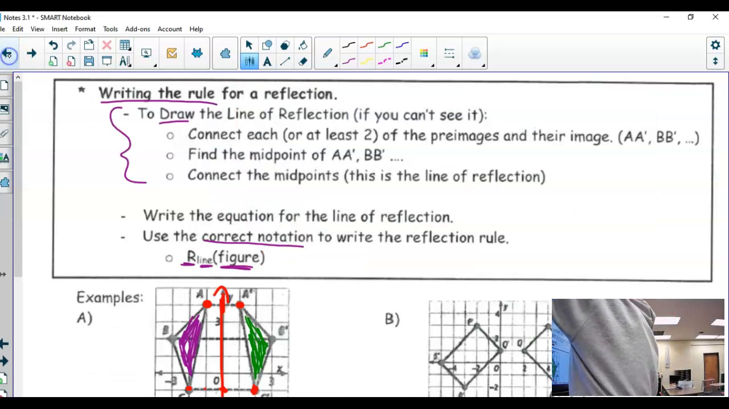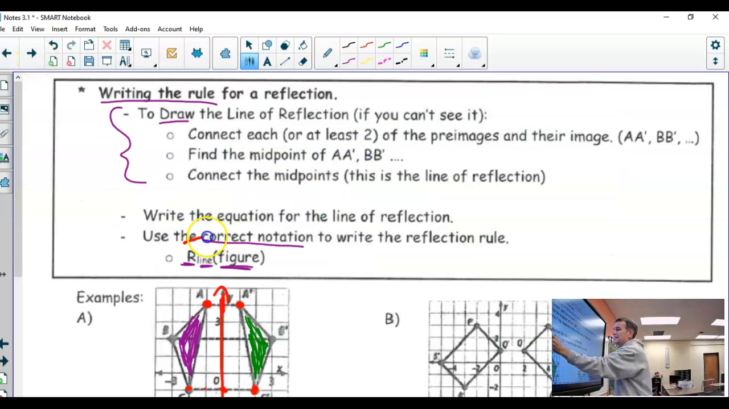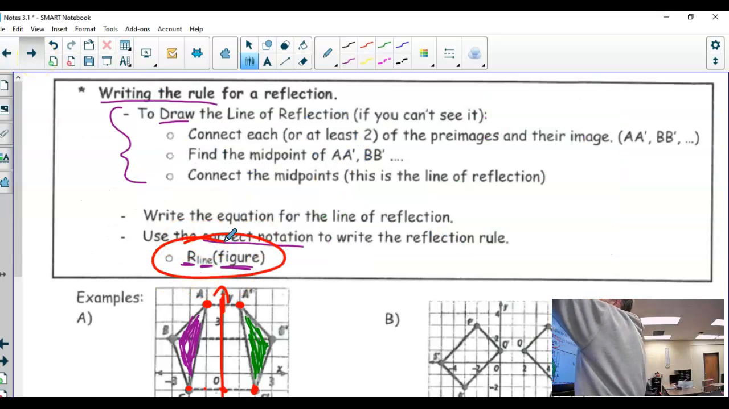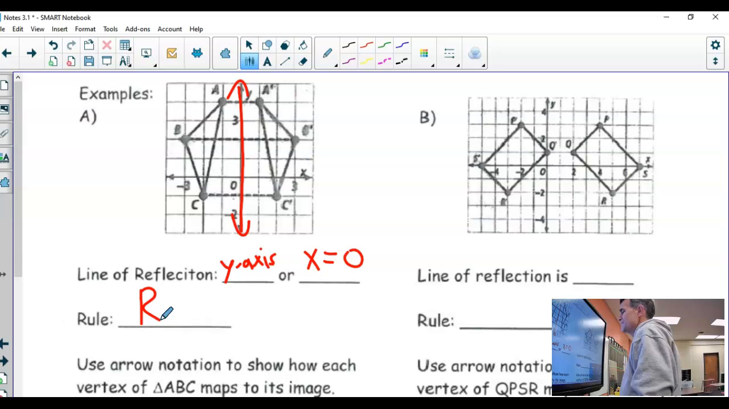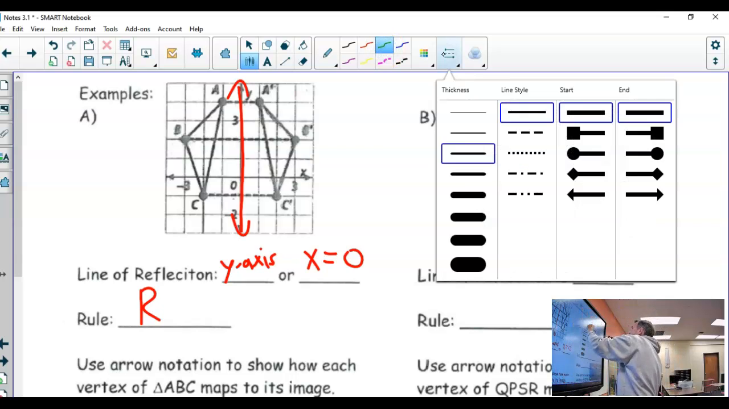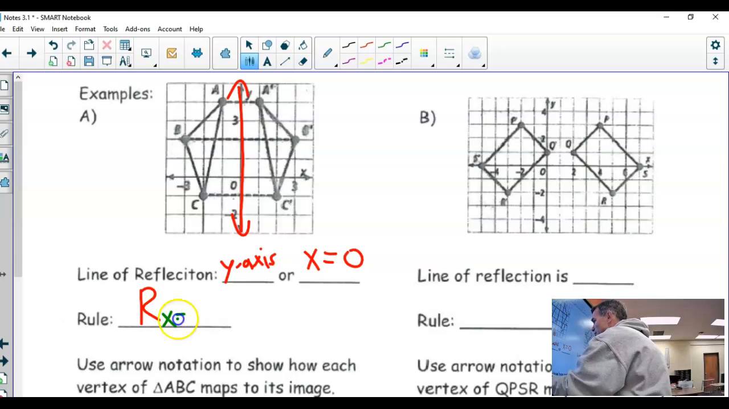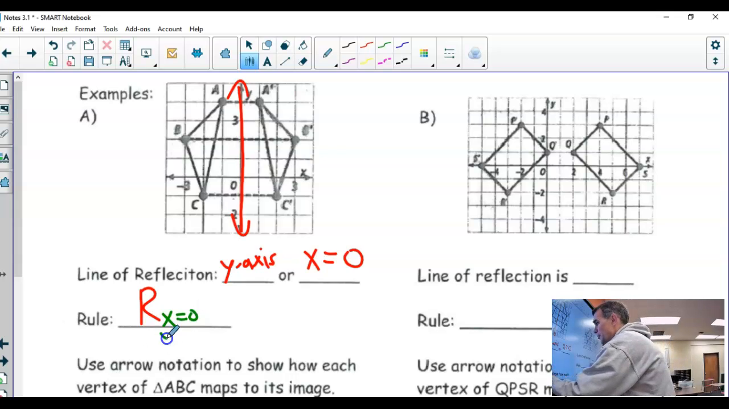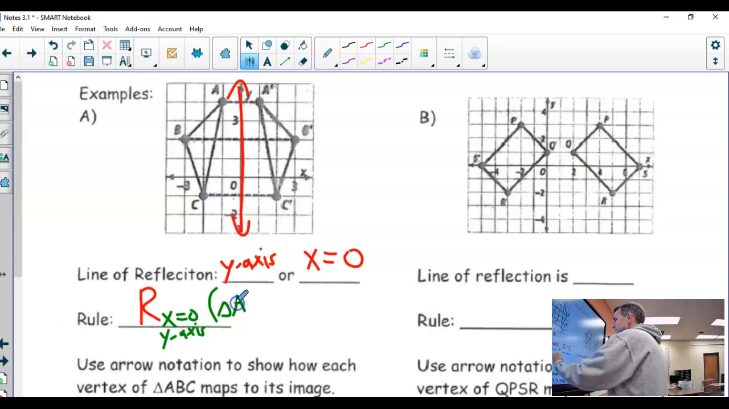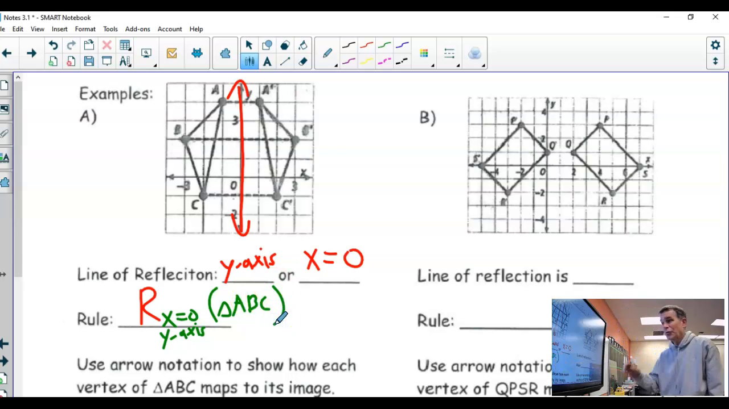I write the rule by using this notation. So I want a capital R for reflection. Down here, I'm going to put x equals 0. That's the line of reflection. Or you could have put the y-axis. Either of those would be fine. And then I'm going to put the pre-image, triangle ABC. There is the rule to reflect triangle ABC across the y-axis.